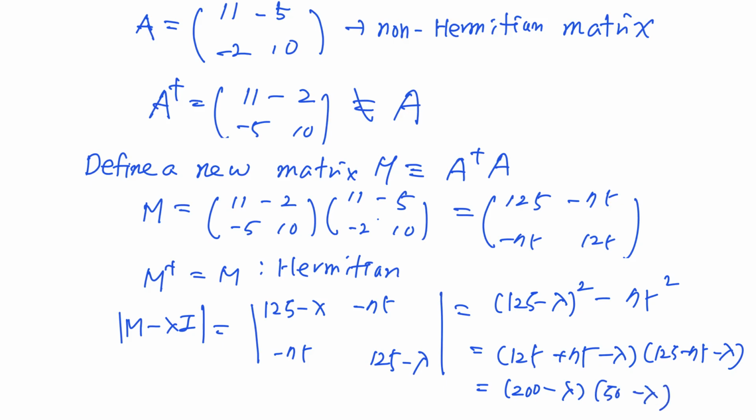So therefore, lambda is 50 and 200. They are all positive. And we define a positive matrix as one whose eigenvalues are positive. So M is definitely a positive matrix.